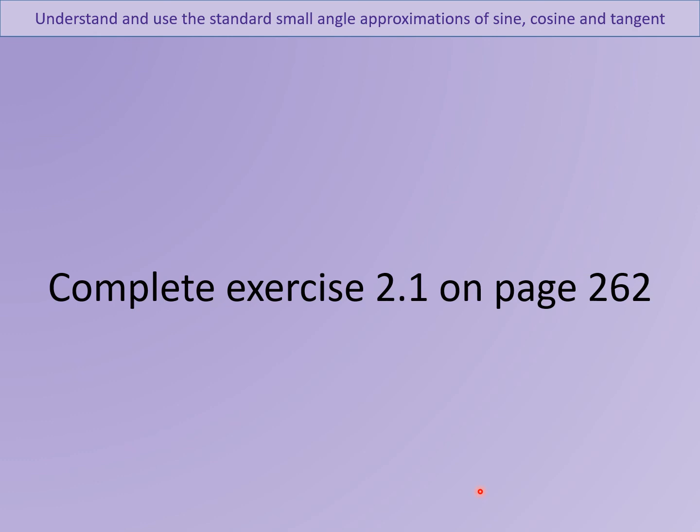So what I'd like you to do is just have a go at some of the exercises on 2.1. There's not many, so it's worth having a go at them all just to practice those small angle approximations. But if it does come up in your exam, it's most likely the examiner expecting you to show how to differentiate sine and cos from first principles.